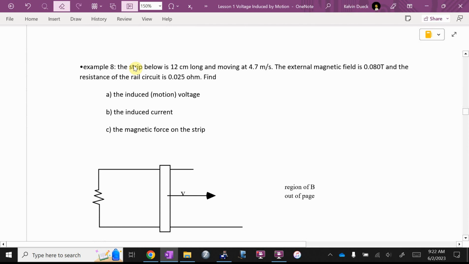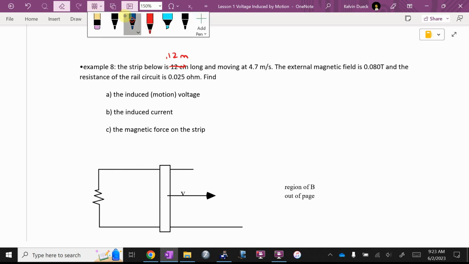So, example 8. The strip below is 0.12 meters long, moving at 4.7 meters per second, not very fast. But the external magnetic field is 0.08 teslas, and the resistance of the rail circuit is 0.025 ohms. Find, okay.